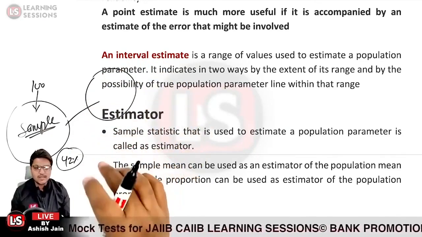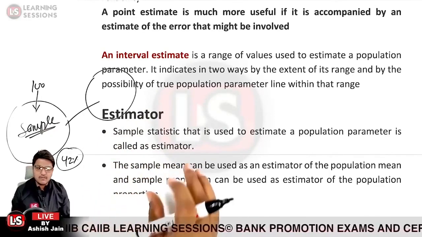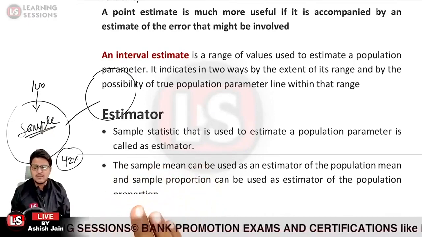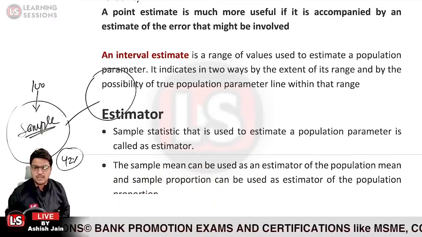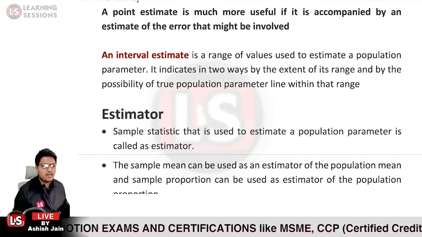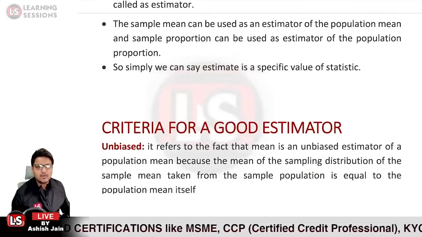Okay, so that is related to what? Estimator can be the mean itself, it can be the standard deviation, or it can be the sample proportion that can be used as an estimator of the population proportion itself. Okay, now let's move further. It's related to the criteria for a good estimator.